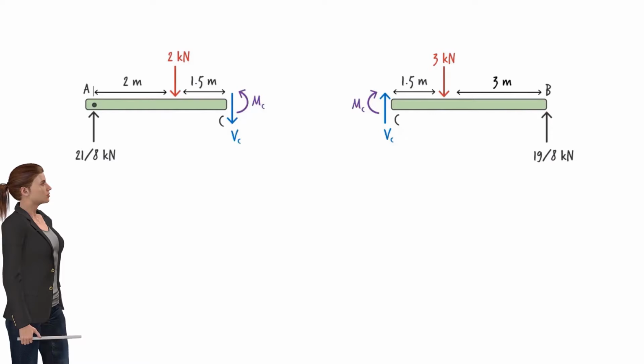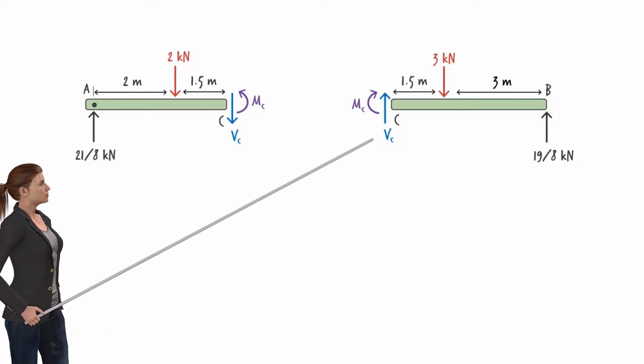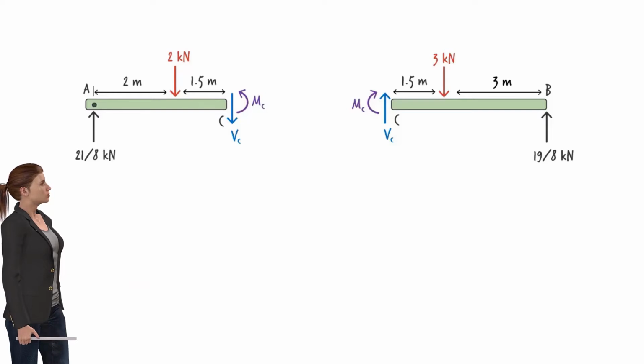Note that I am showing the moment in the positive direction here. Shear is considered positive if it wants to turn the beam segment in the clockwise direction. This means a positive shear shows up as a downward force at the left end of the cut, wanting to turn the left segment of the beam in the clockwise direction. The shear force at the right end of the cut then needs to be placed in the upward direction, again, wanting to turn the right segment in the clockwise direction.